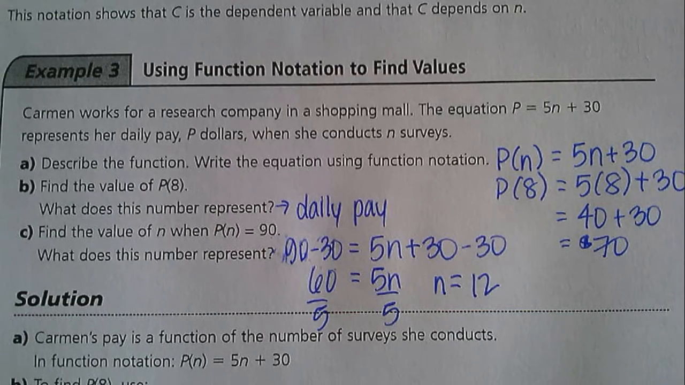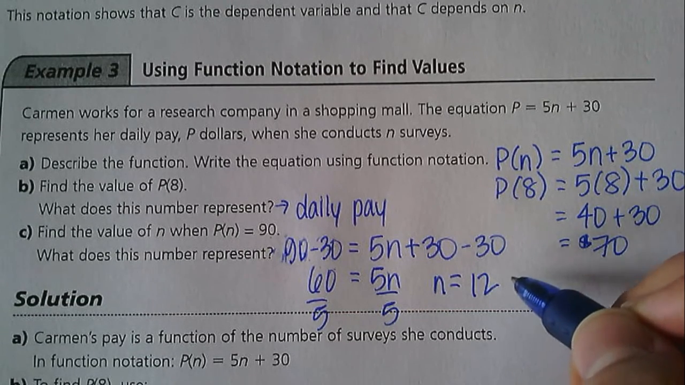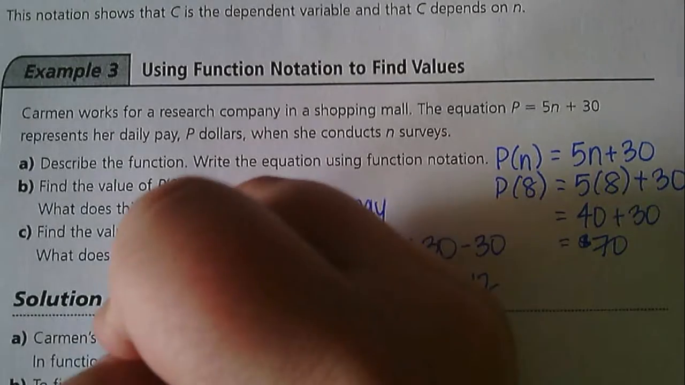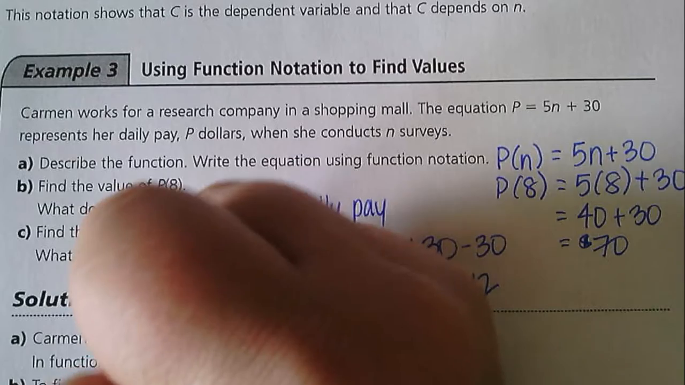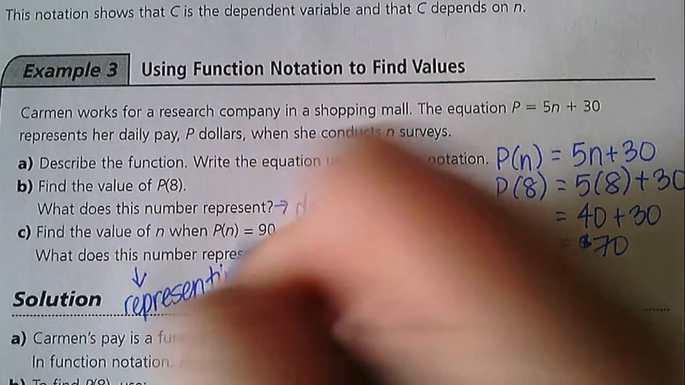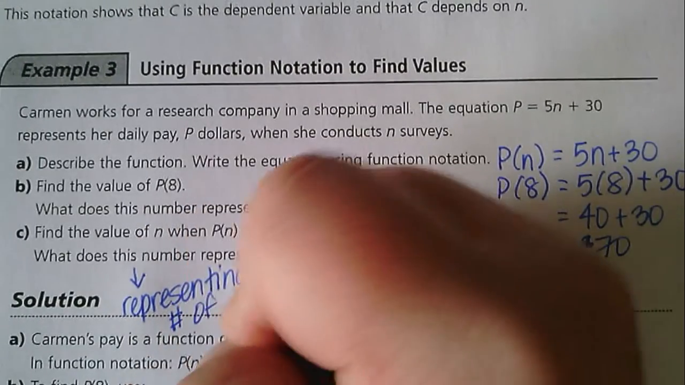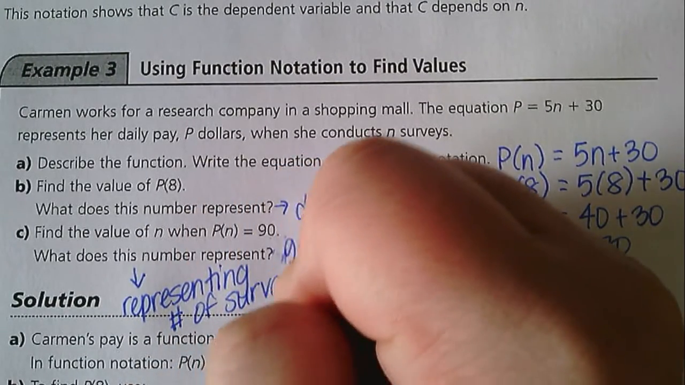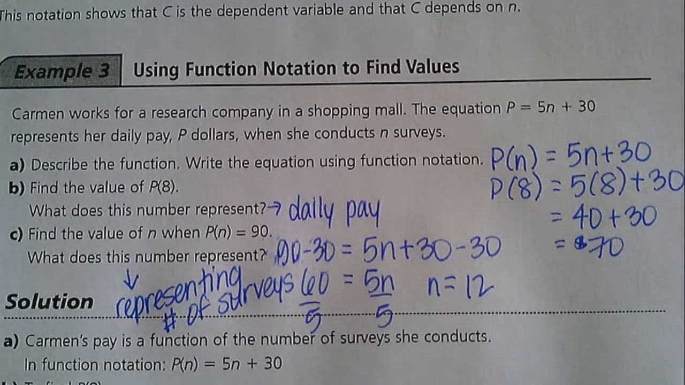So that number, n, remember, represented the number of surveys. So what this is saying here is this is representing our number of surveys. Okay, the number of surveys in order for her to make $90.